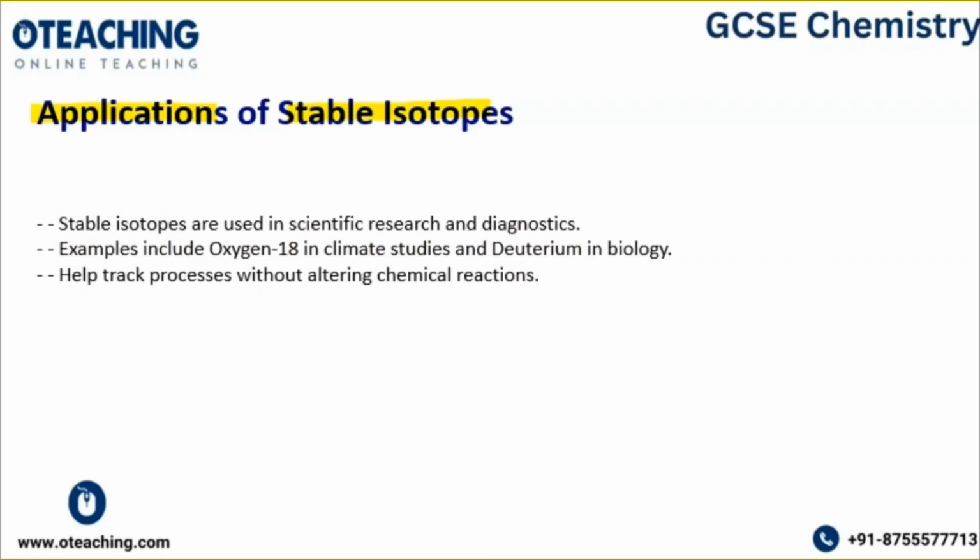Applications of stable isotopes. Stable isotopes are used in scientific research and diagnostics. For example, oxygen-18 is used in climate studies and deuterium in biology. It helps us to track processes without altering the chemical reactions. Without altering the chemical reactions, we can track the different processes that occur.